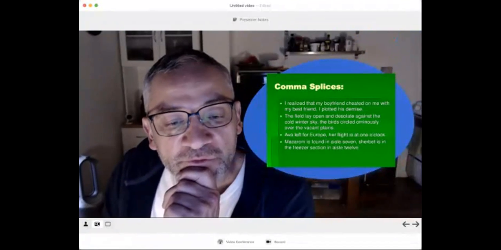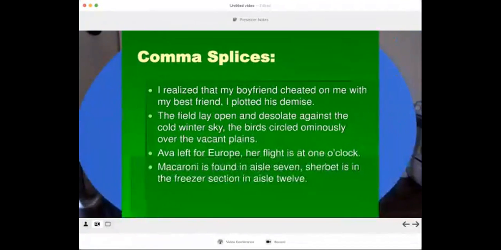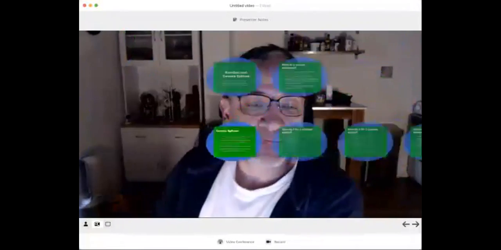So, comma splices. For example, the sentence, I realized that my boyfriend cheated on me with my best friend, comma, I plotted his demise. The comma is not strong enough to join two complete clauses, two independent clauses, two complete sentences together. This is a common problem amongst high school writers, and it's something you get really marked down on when you go to college in English class. So we'll work on it all year long. Comma splices.